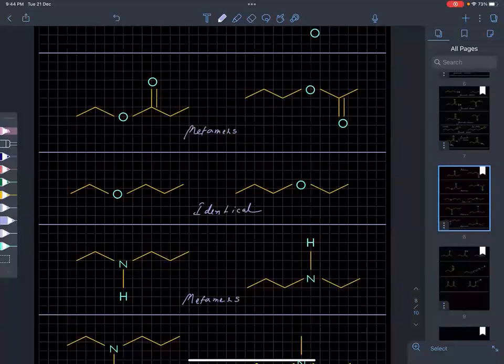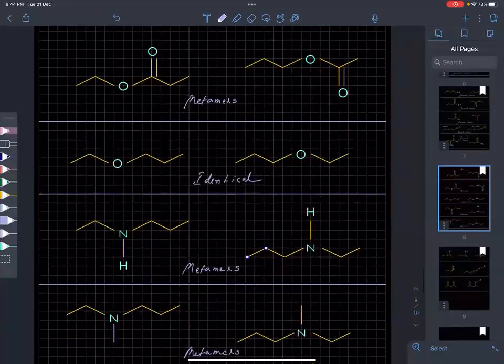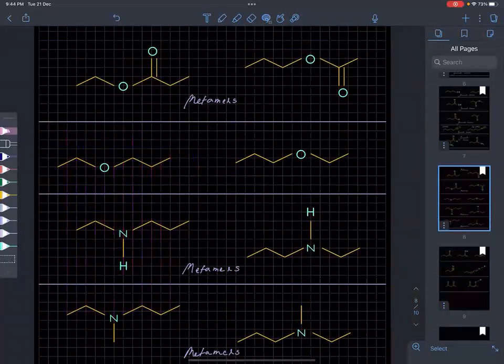Down also the same. Okay, one thing I'll do, I'll change it. So what do I do, tell me? Add one more carbon, sir. Add one more carbon here. Add one more carbon here. Okay. Now these are metamers, right? Yes, sir.